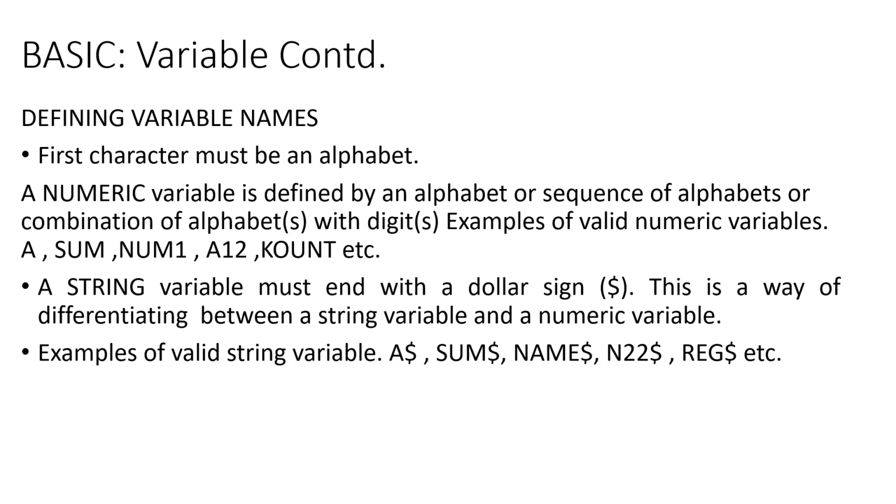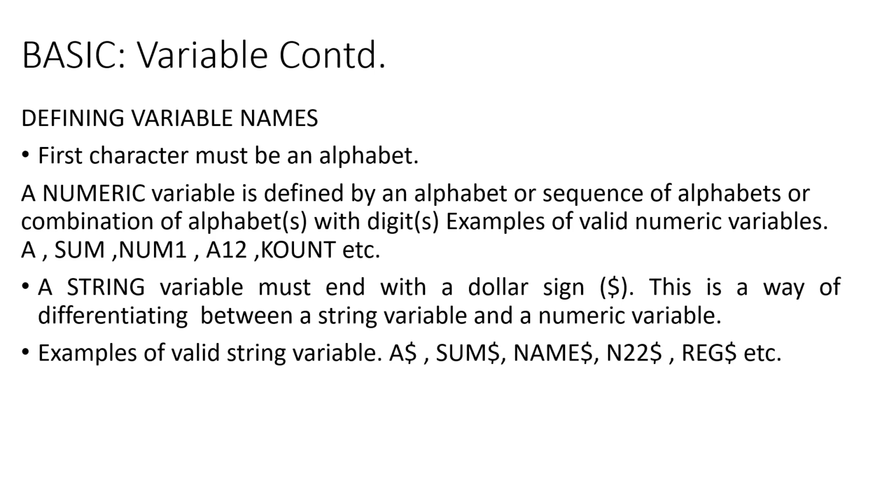How do we declare a variable? The first thing that we must take note of is that, to be able to declare a variable, the first character must be an alphabet. Another thing is that a string variable must end with a dollar sign. It must end with a dollar sign. That's for a string variable.